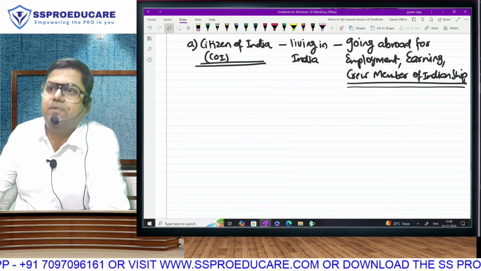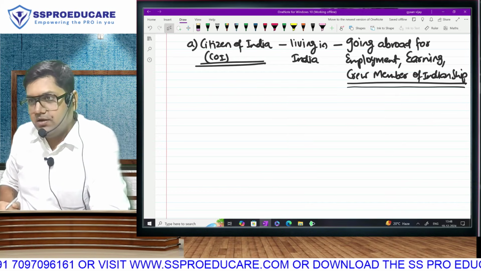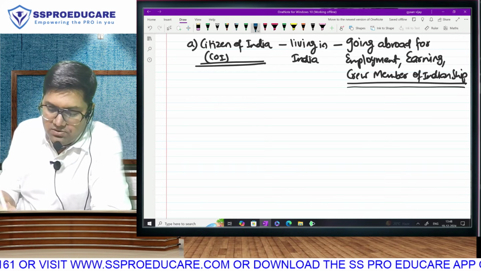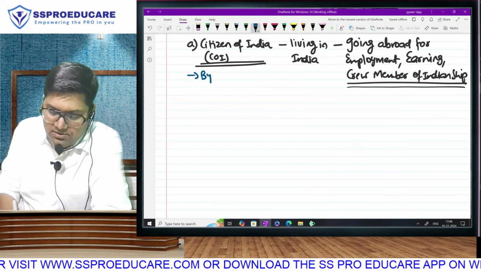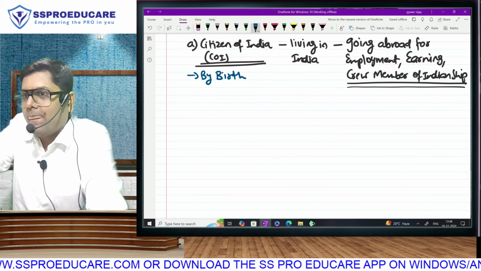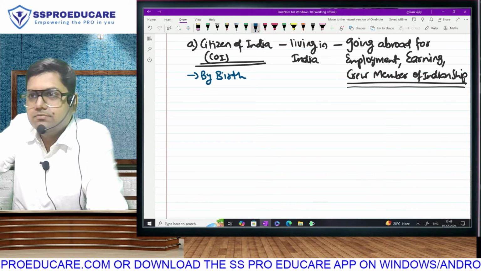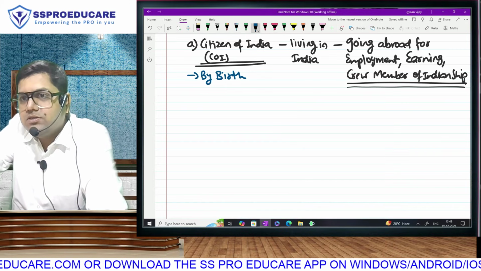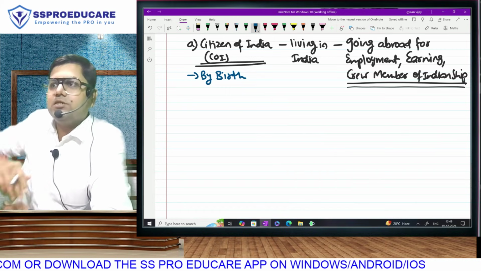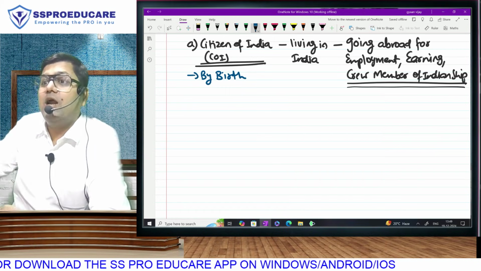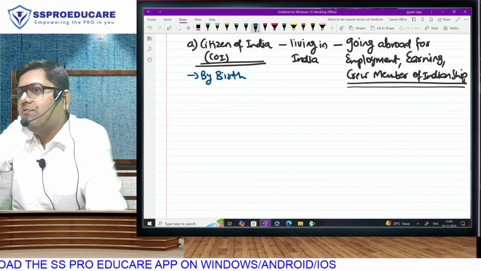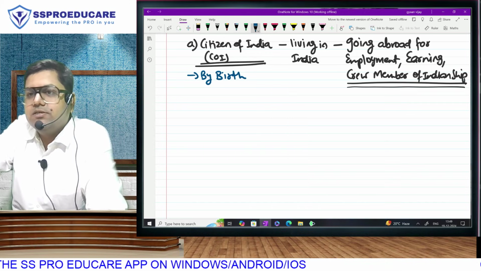Sir, how and when does one become a citizen of India? You understand the question? How can one become a citizen of India? How? One way of becoming a citizen of India is by birth. And this is not an Indian concept. This is a global concept. If you are born in the geographical location of any country, that country has to grant you citizenship. If you were born in India, you are by default and automatically an Indian citizen.